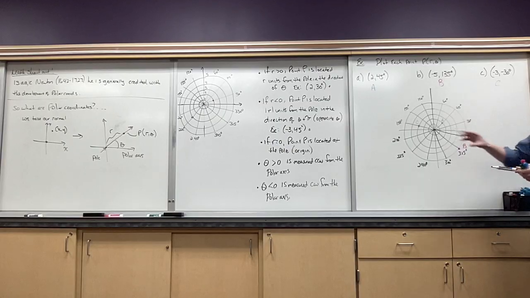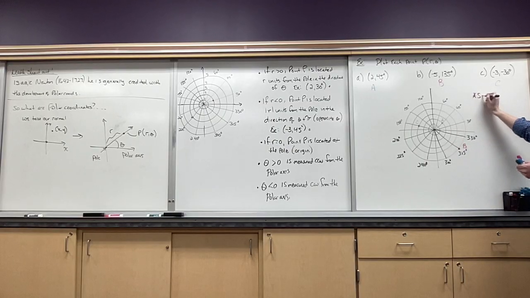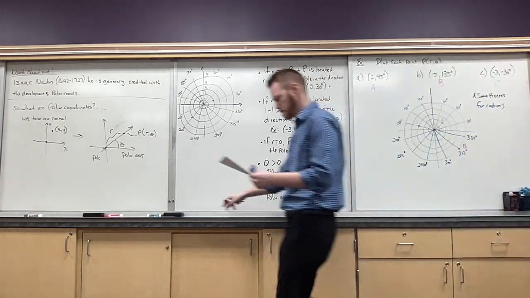Anyway, this is the same process for radians. I'm not going to draw a full graph and do an example with radians, but this is all radians, like pi over 6, pi over 4. It's the same process, that doesn't change. All right, let's do some conversions.